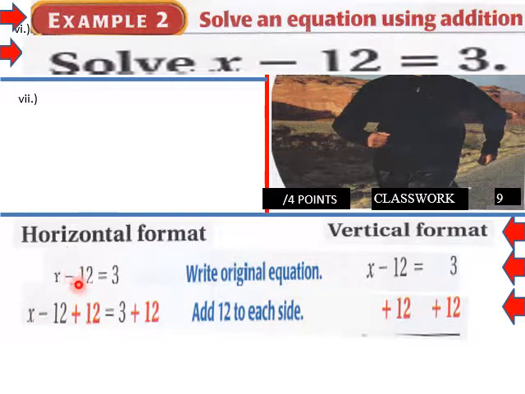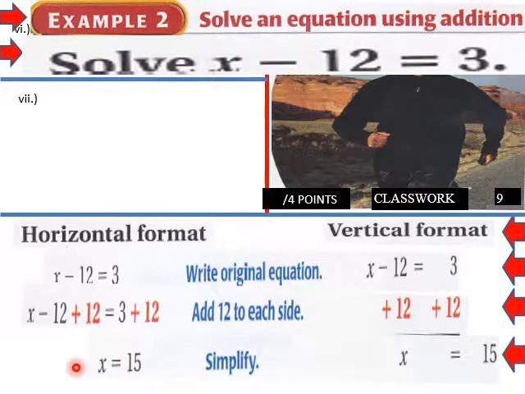Here's horizontal where we add 12 to both sides. Here we're going to add 12, but we're going to put it below the original line here, which, you know, you can do it either way. And then x equals 15 here. These cancel out, and x equals, what's 12 and 3? 15. And over here, same thing. Okay. These cancel, they have 3 plus 12.